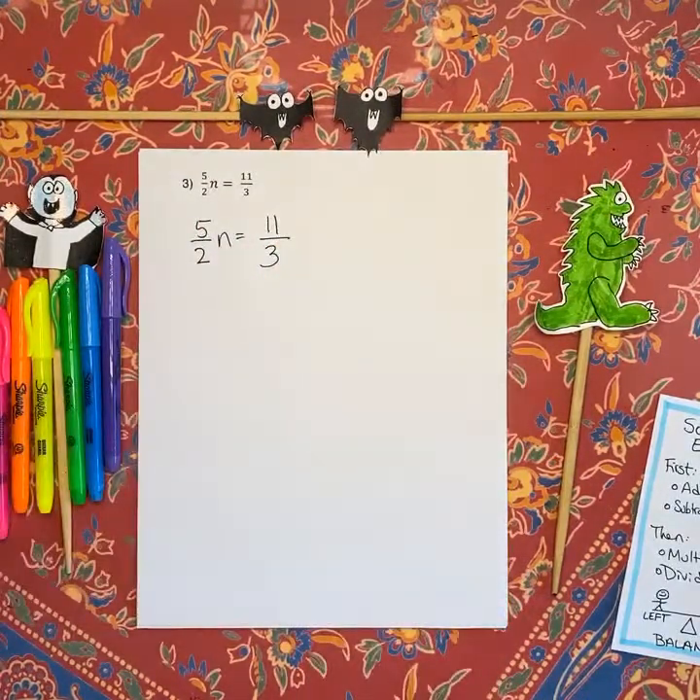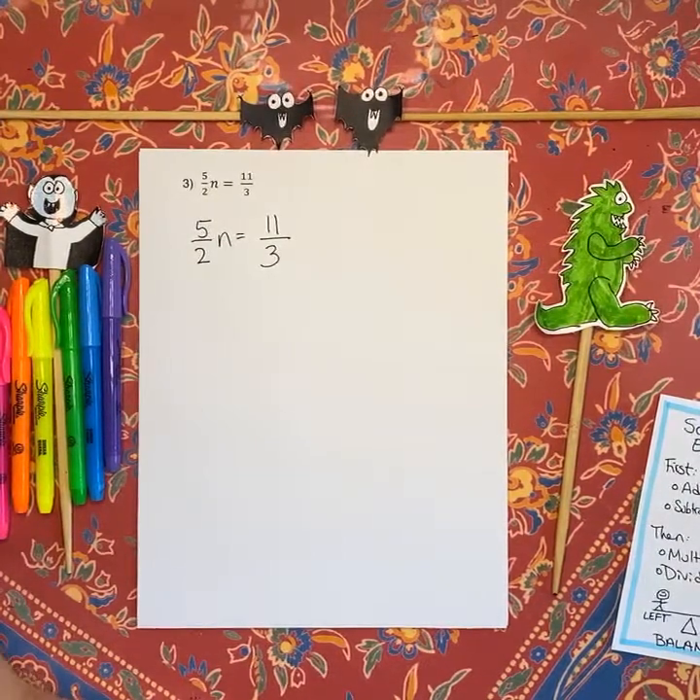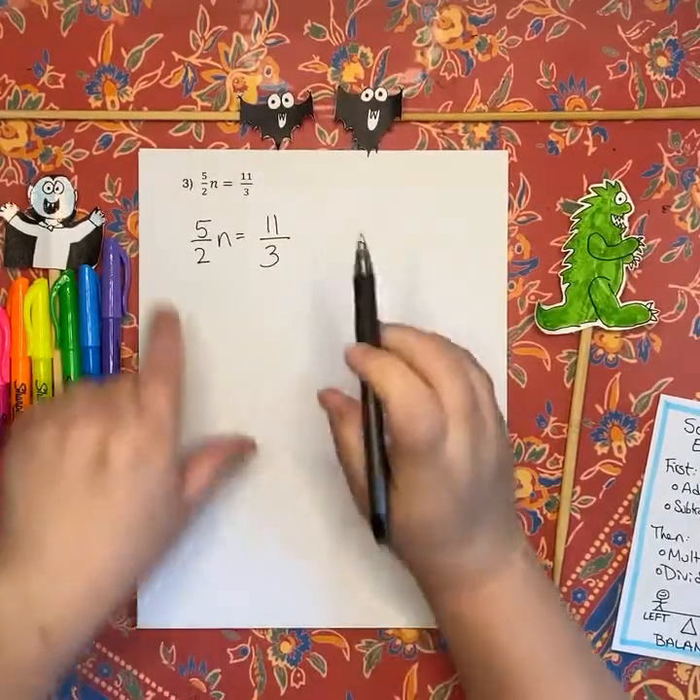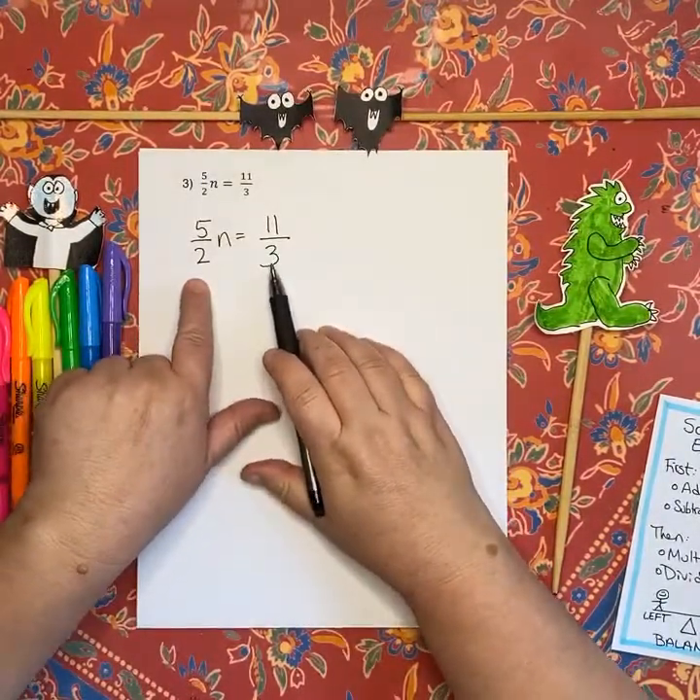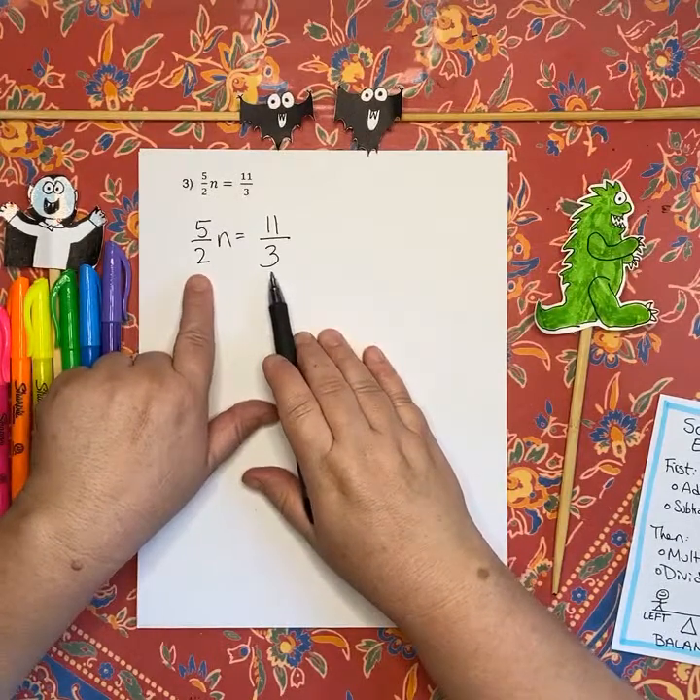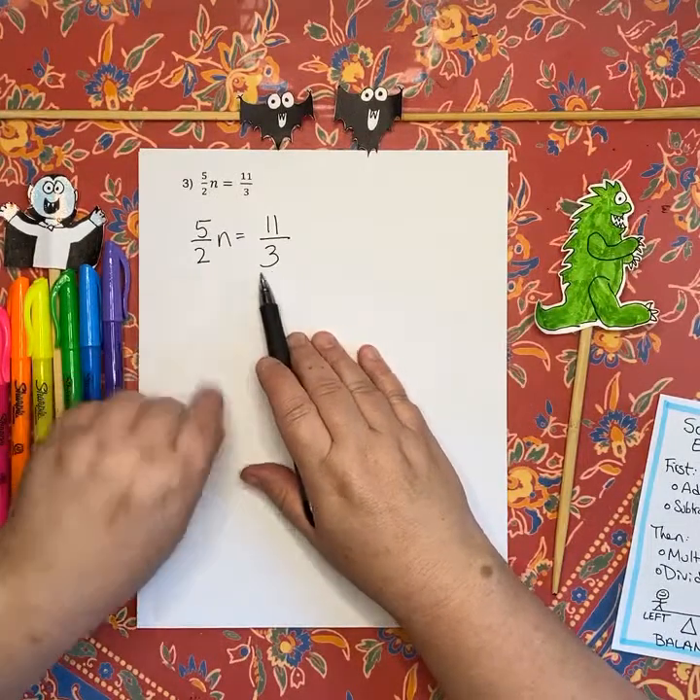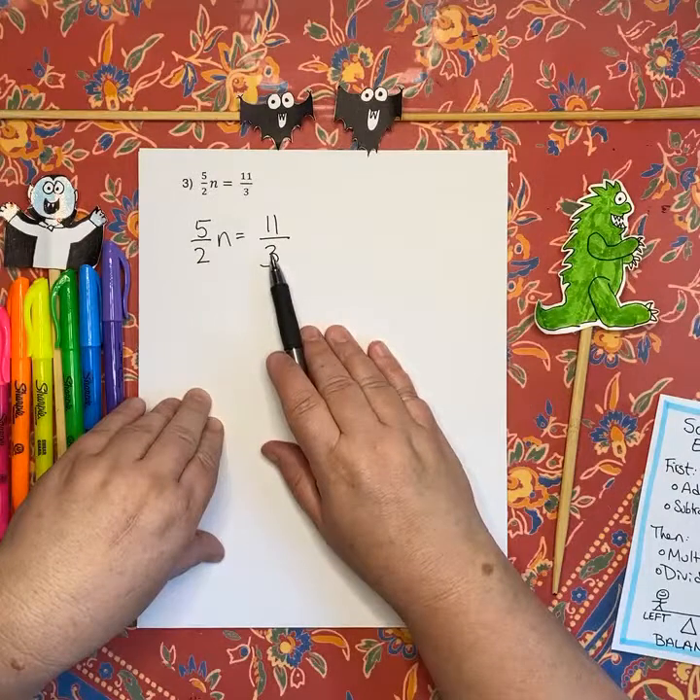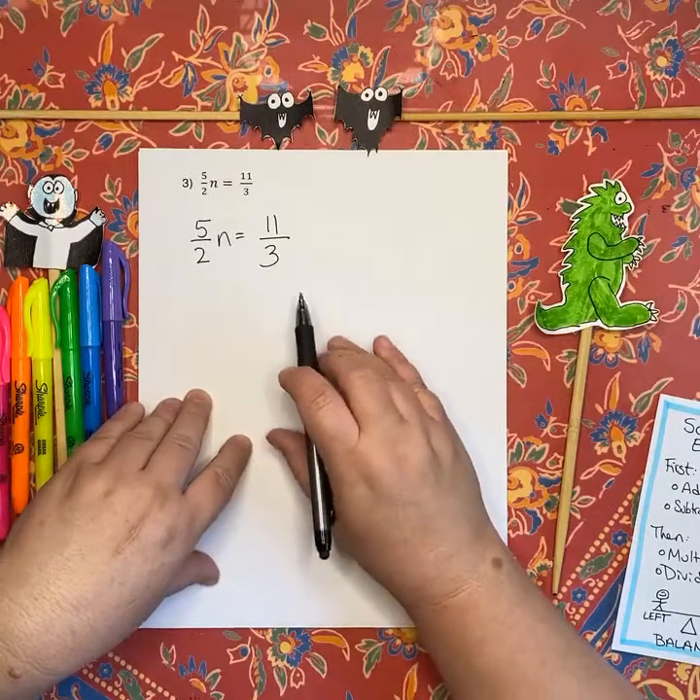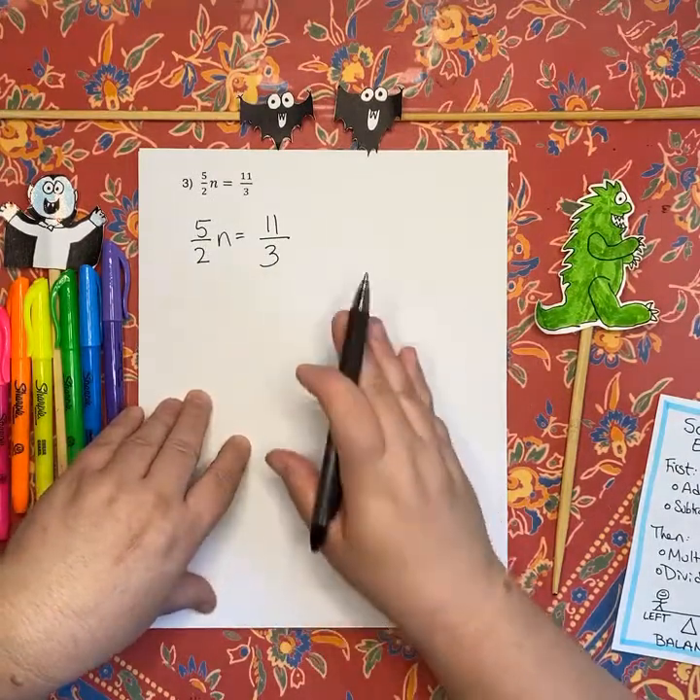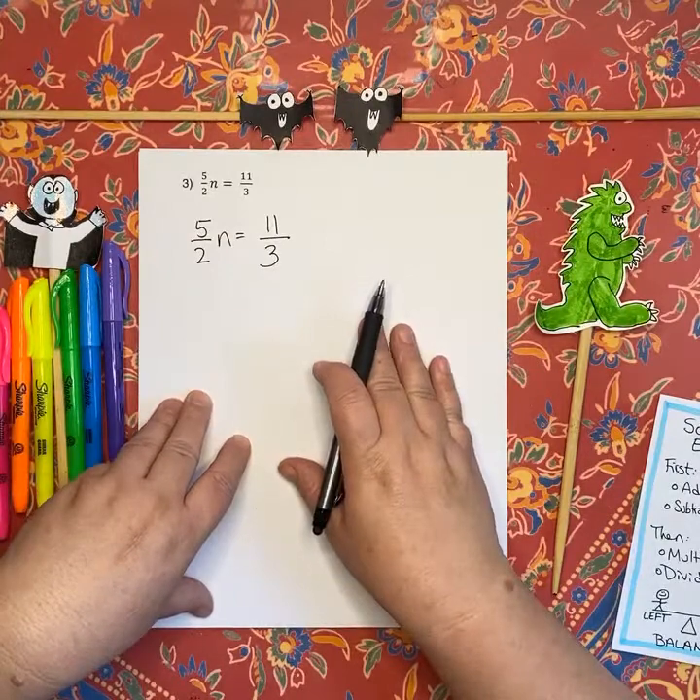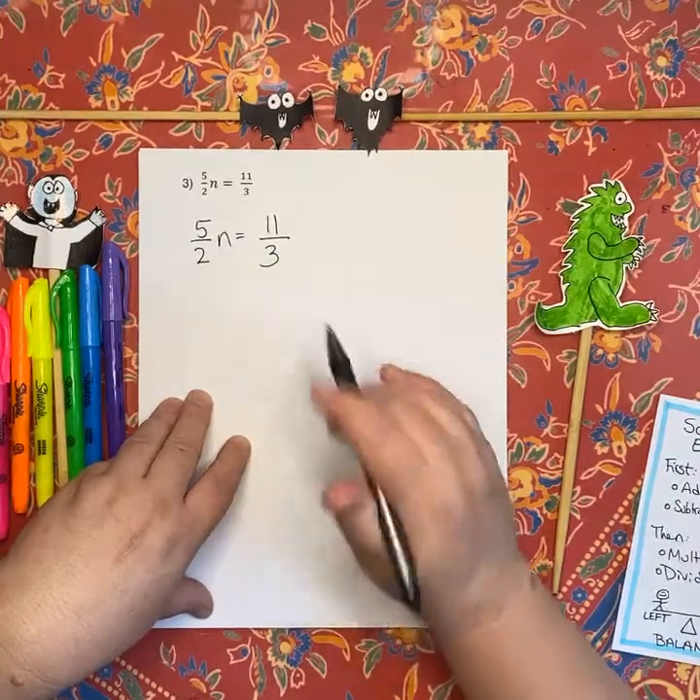Now, we dealt with a problem that had fractions in it before, and in that case, the denominators matched. These denominators do not match. So if you've got two fractions and you would like to clear fractions, you want to get rid of the fractions, you've got to come up with an LCD or an LCM.